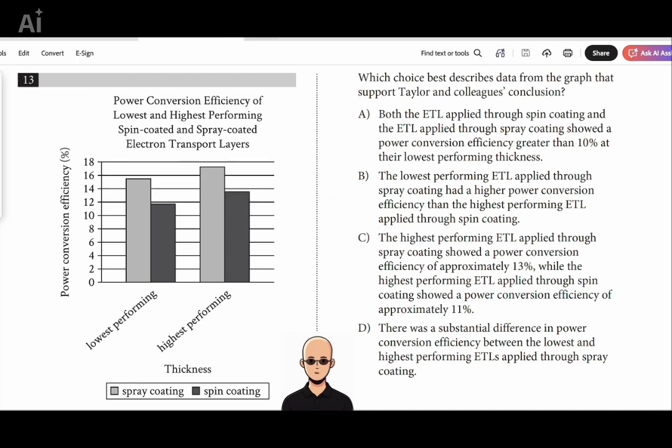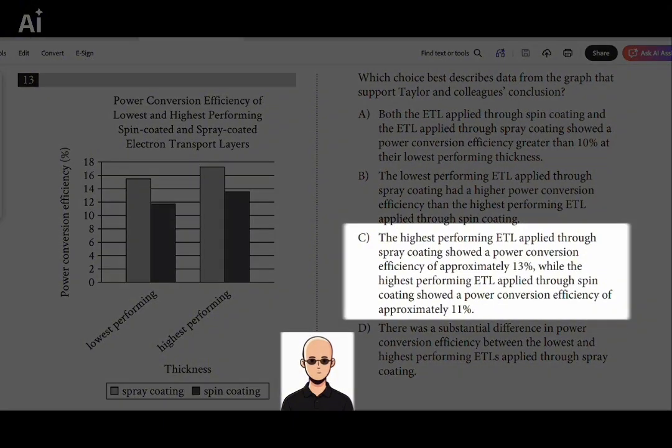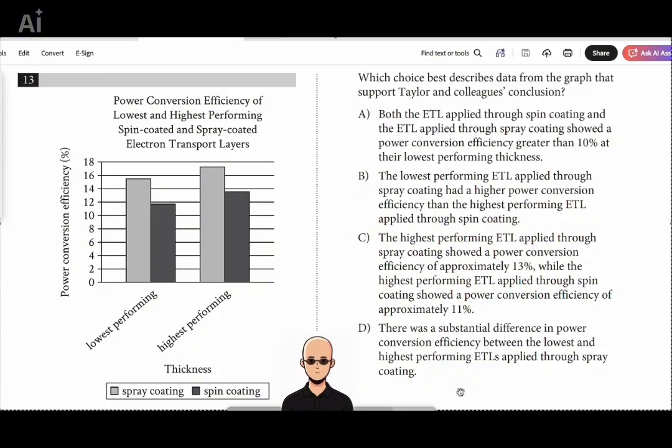This could be the answer, but we will check answer choice C also, just in case. The highest performing ETL applied through spray coating showed a power conversion efficiency of approximately 13%, while the highest performing ETL applied through spin coating showed a power conversion efficiency of approximately 11%. If you look at the graph, the highest performing ETL with spray coating has an efficiency of 17%, while the highest performing spin coating is 13%. So, answer choice C does not match the data, so we can cross it out. Therefore, we are left with B.